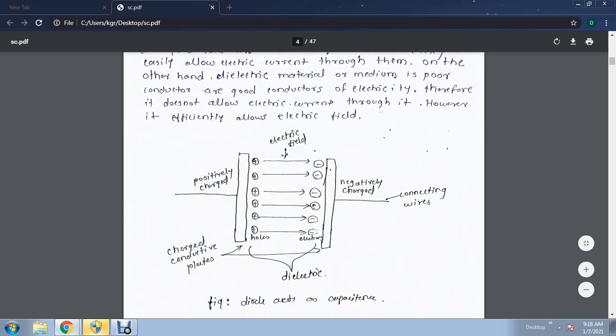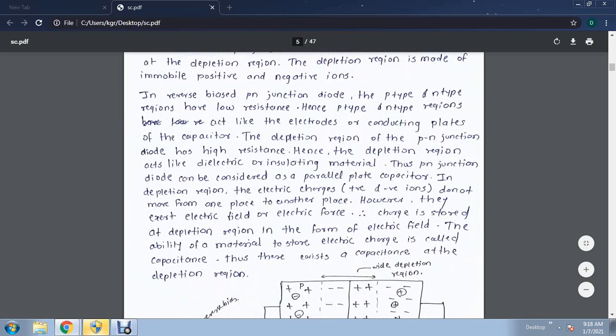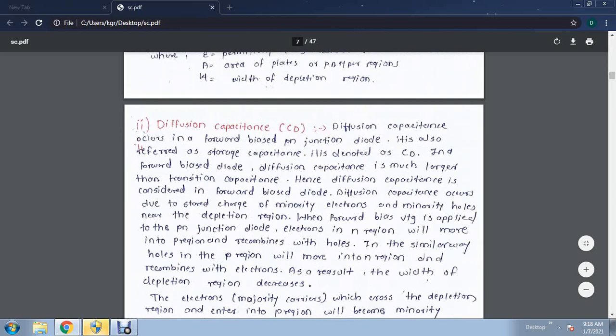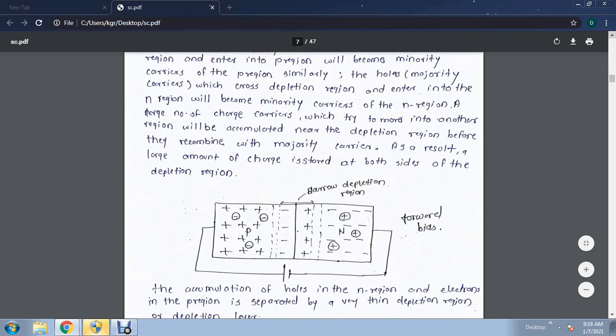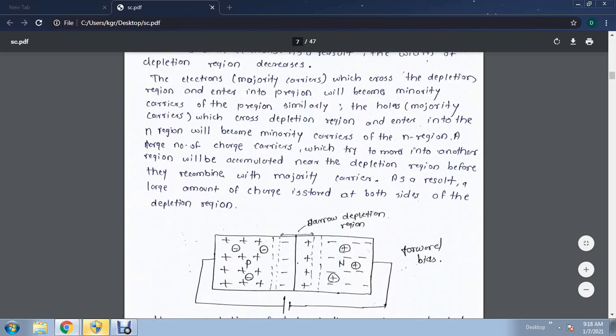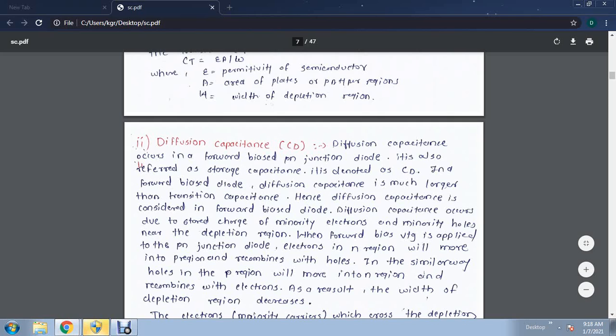Now we'll talk about the application of the diode. A diode is simply a combination of P and N junctions. Before going to the PN junction, we talk about diffusion capacitance. What is meant by diffusion capacitance? Diffusion capacitance occurs in a forward biased PN junction diode. It is also referred to as storage capacitance. It is denoted by CD.